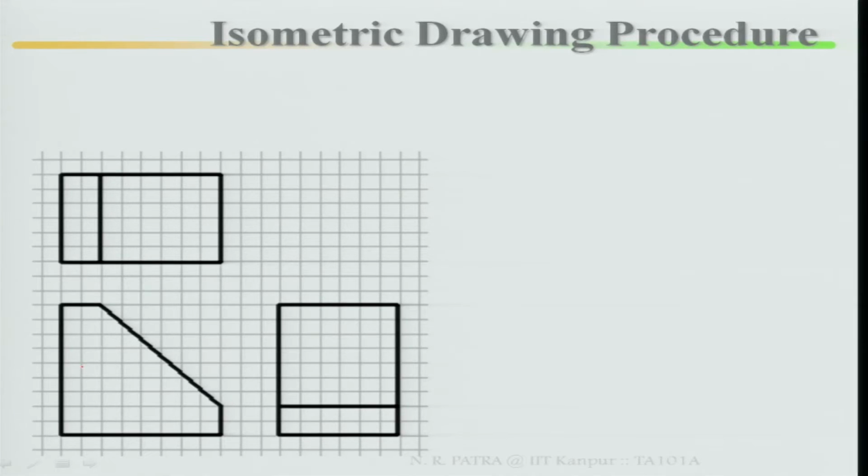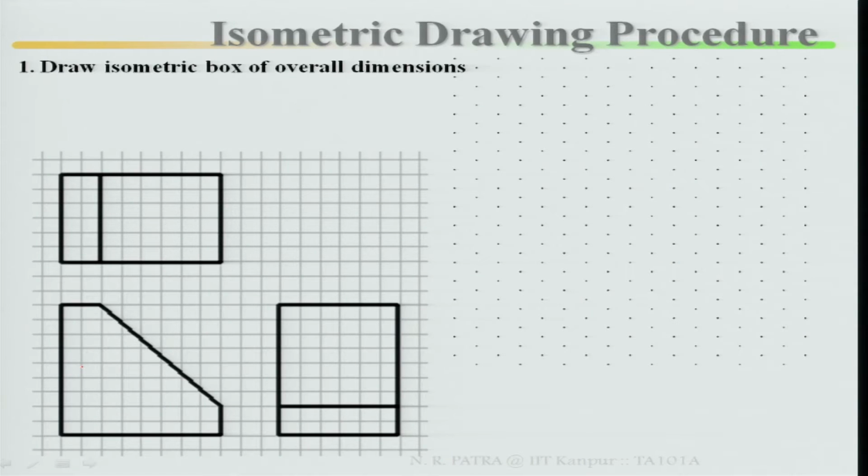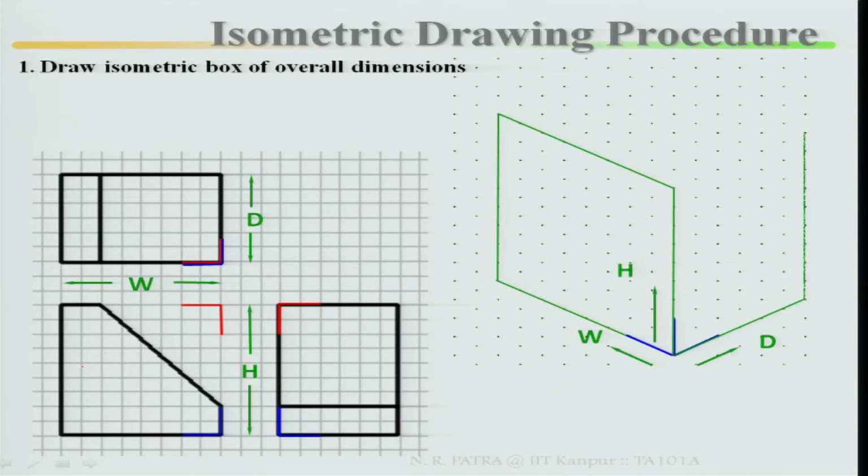So, last class we have discussed the isometric drawing procedure. Once again, I am repeating before I start a few examples. Draw the isometric box for the overall dimensions, taking length, width as well as height. Then, once you finish this isometric box, which I covered last class, draw the isometric lines parallel to your isometric axes.